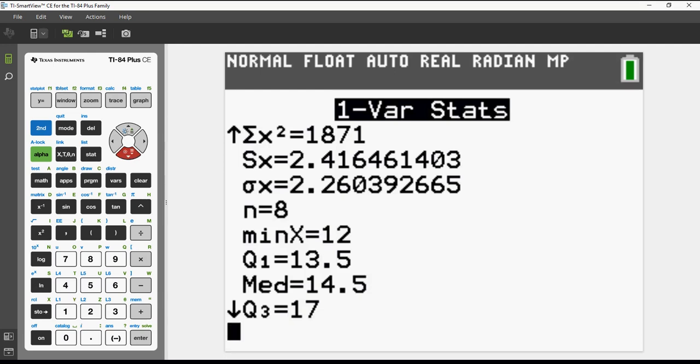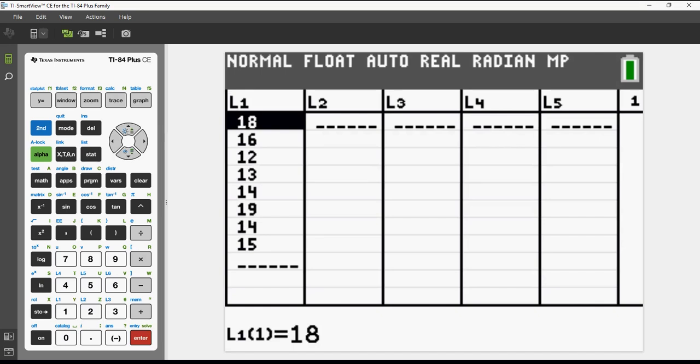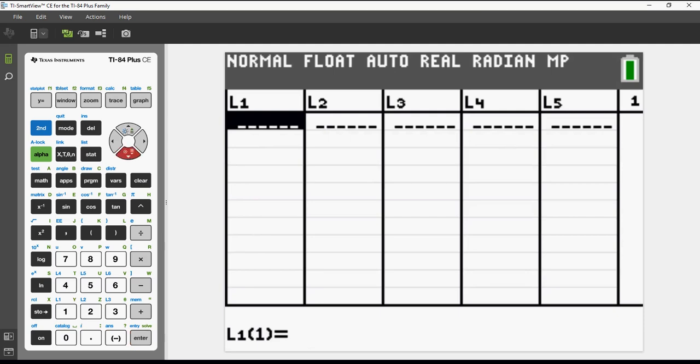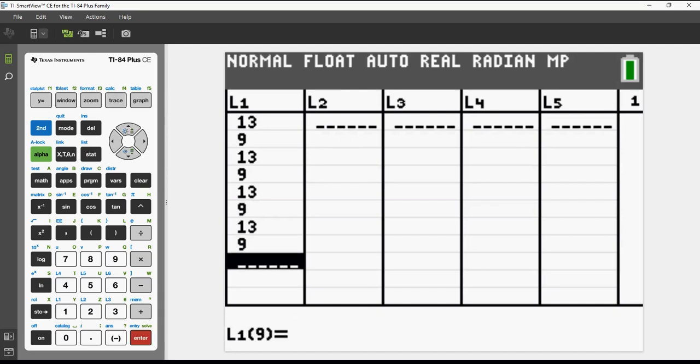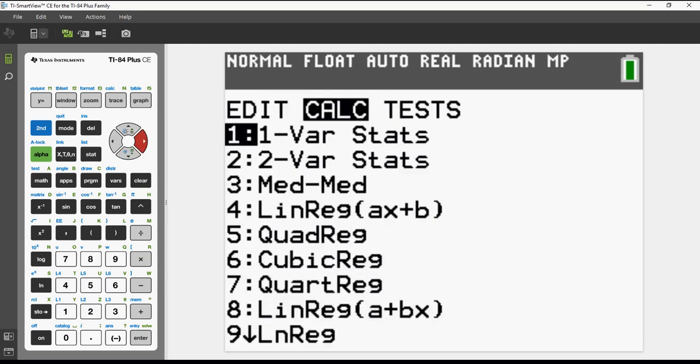So we go under our calculator, we're going to go under stat, and we're going to edit. So I'm going to clear out my list, clear, enter, and I'm just going to put 13, 9, 13, 9, and there are 4 of each of them. 13, 9, and 13, 9. And so where am I going to go to find my statistics? Stat, calculate, and the first guy.